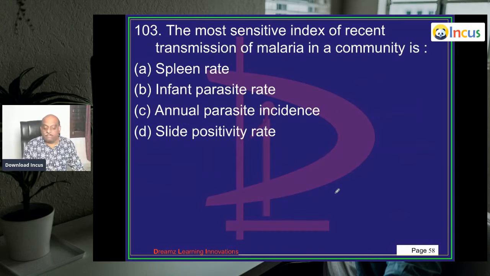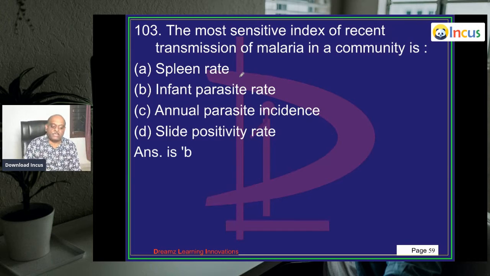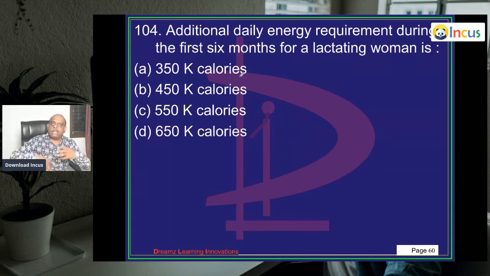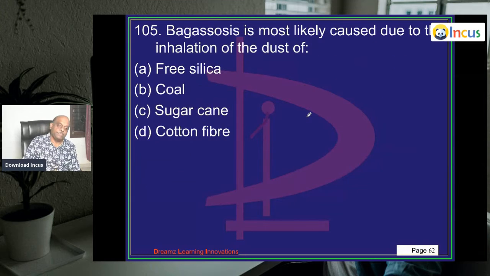The most sensitive index of recent transmission, who has newly come, the infants. So the infant parasite rate will give you the most recent transmission of malaria is what you need to remember. How much additional energy daily is required in the 6 months for a lactating woman? Additionally, 550 kilocalories has to be given. Bagassosis is the sugar cane occupational disorder.